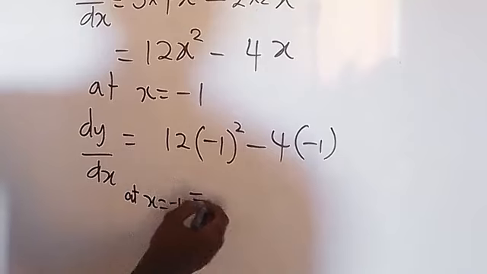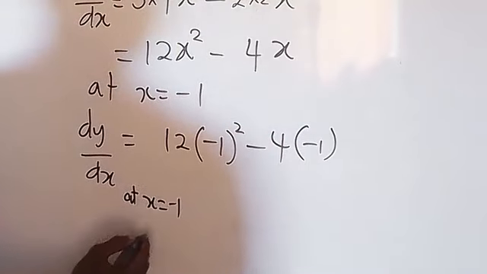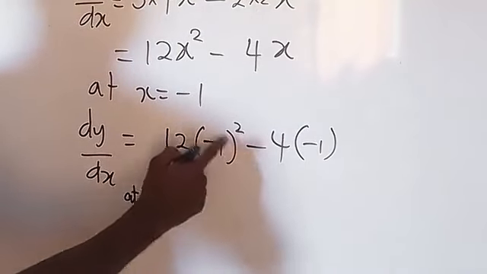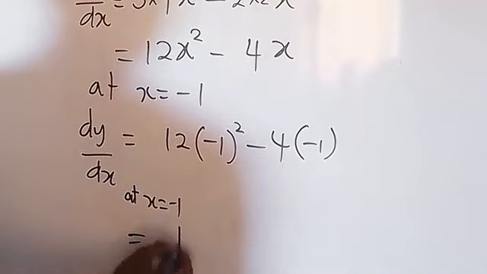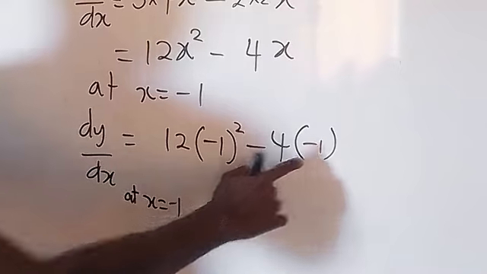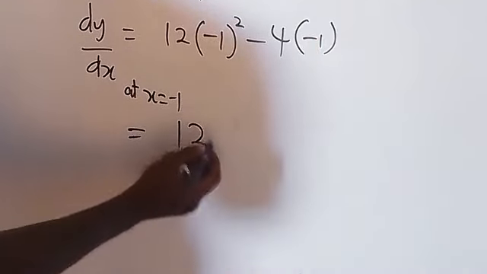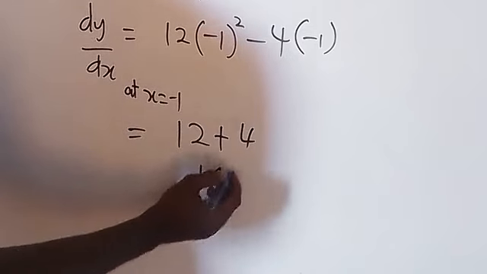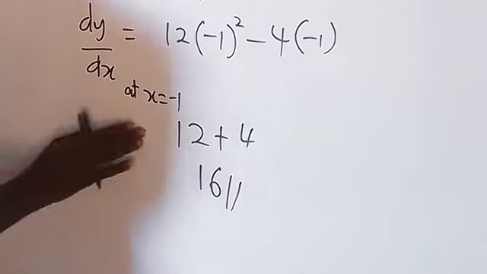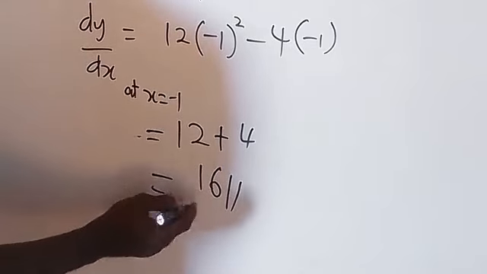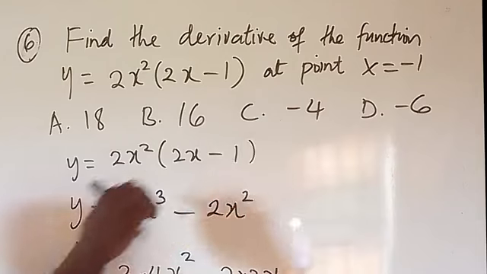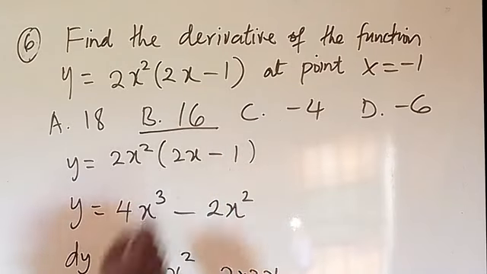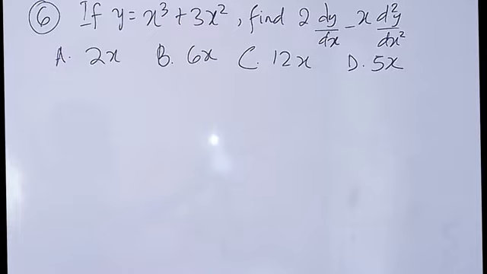So we're going to have 12 times this; minus 1 squared is going to be 12. We have minus times minus, that's going to be plus, so we have plus 4. So 12 plus 4, we are going to have 16. So we're going to have our result to be 16. Looking at the options, we can see we have option B to be the answer.